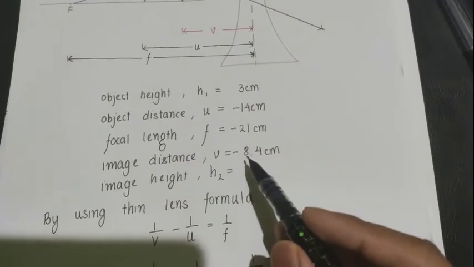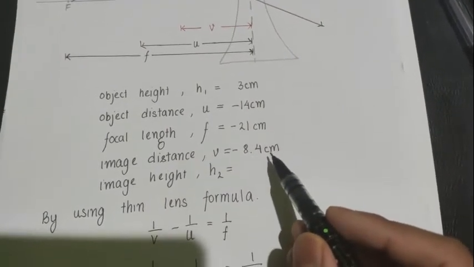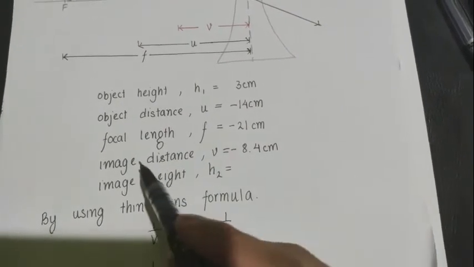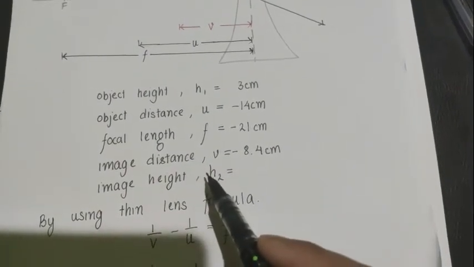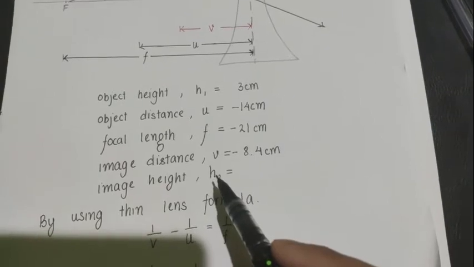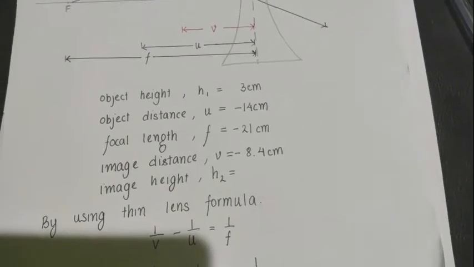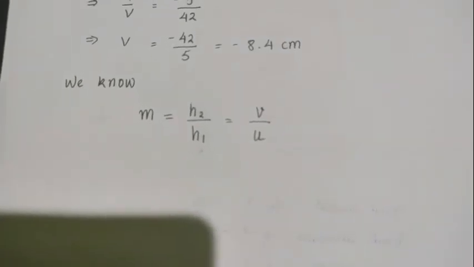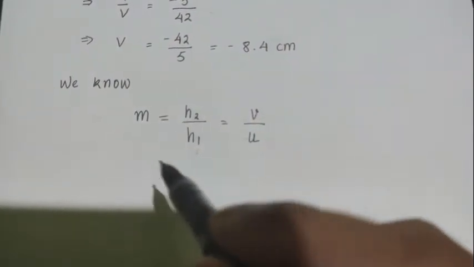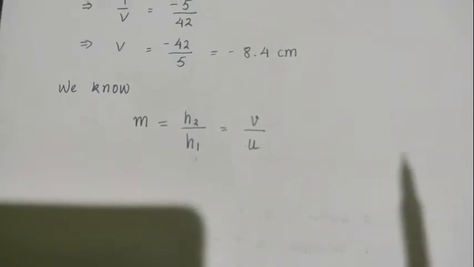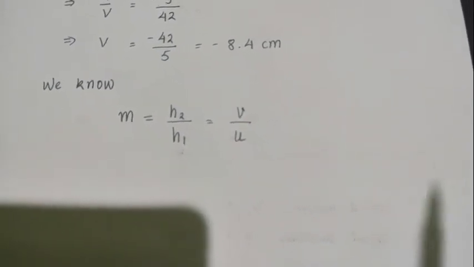So your image will be formed at minus 8.4 centimeter. After we have calculated your image distance, next we will calculate your image height h2. We can find your image height using this formula. This formula is the linear magnification for your lens. Clear?